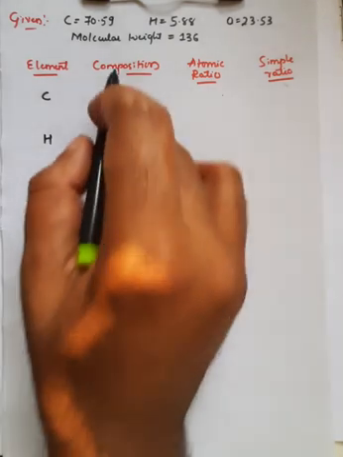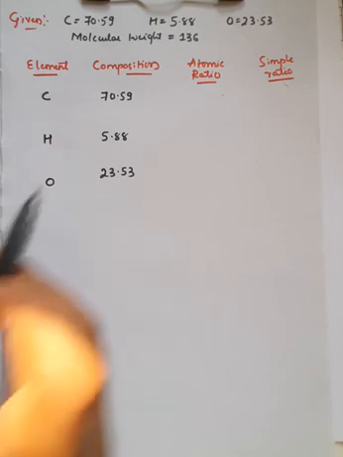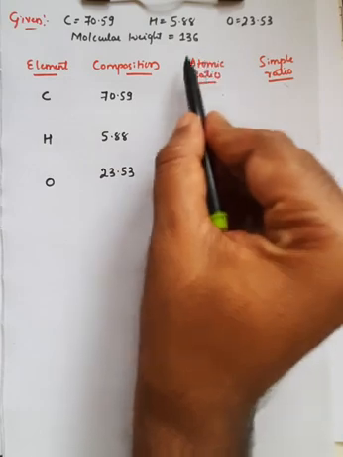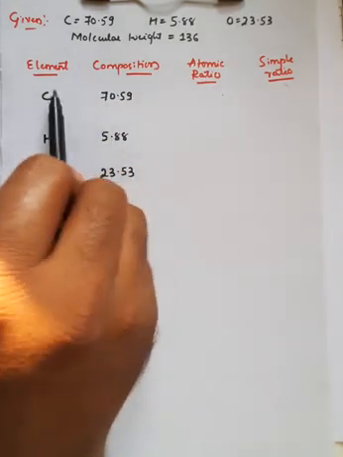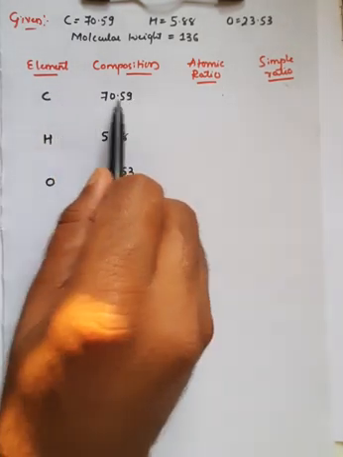23.53, right? If you add all these, it will be almost equal to 100%, because always remember, any compound is always made up of 100% composition. If you add all these 3, it will be nearly equal to, or sometimes exactly equal to, 100%, right? So in the calculation of the atomic ratio, what we will do is, step 1, the given composition is divided by its atomic weight, right?